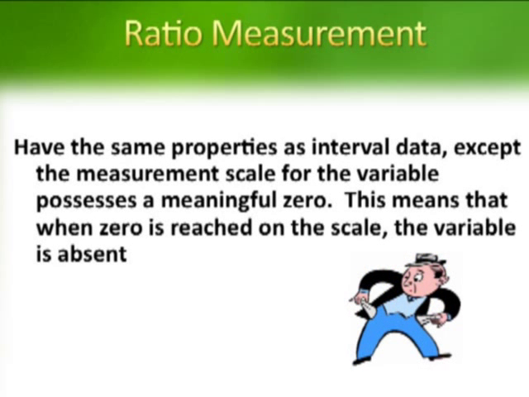Now, the last level of measurement that we're going to consider is ratio measurement. Ratio measurements have the same properties as interval data, except the measurement scale for the variable possesses a meaningful zero. This means that when zero is reached on the scale, the variable is absent. All mathematical procedures can be done on data from ratio scales.